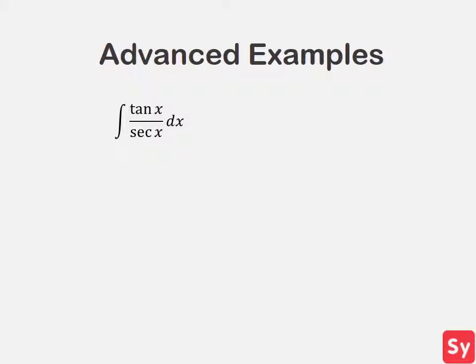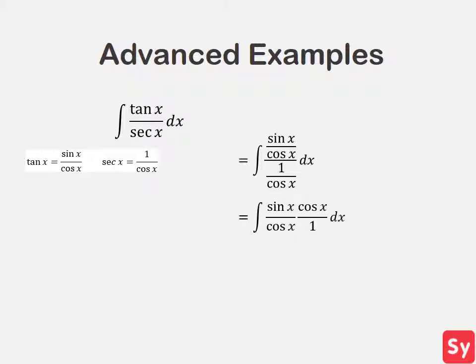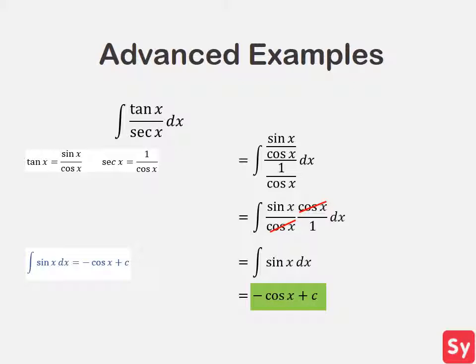Last example, we have the integral of tangent of x over secant of x with respect to x. So we want to convert tangent of x and secant of x into a simpler form of sine and cosine. We'll use their trig identities, and we'll get the integral of sine of x over cosine of x divided by 1 over cosine of x. And if we rewrite this function, we can see that we can cross out cosine of x. So we'll go ahead and do that, and that'll leave us with the integral of sine of x. We'll use the integral trig identity, and we'll get negative cosine of x plus c.